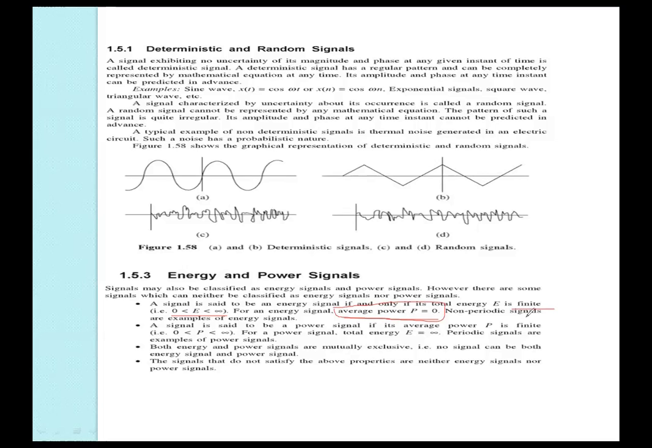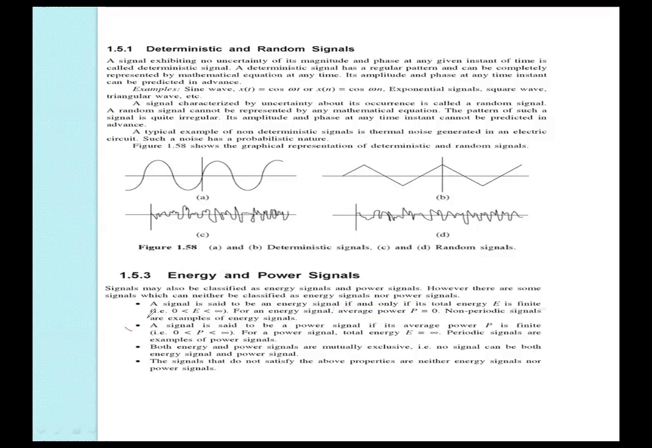Power being 0 means it is a non-periodic signal; examples of energy signals are non-periodic. The first thing to remember is that if the given signal is an energy signal, the energy is finite, in the range of 0 to infinity. And if you find the power of that signal, that power is 0, then it is absolutely an energy signal.